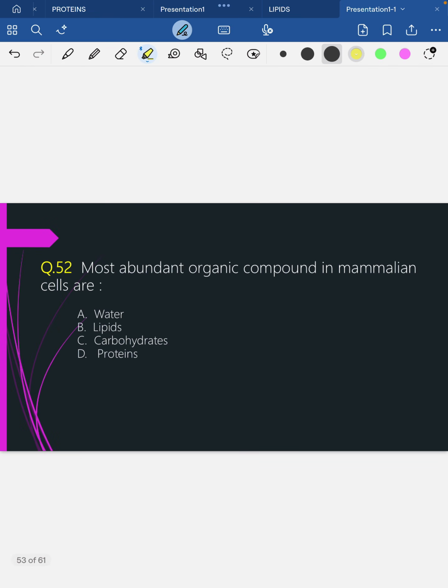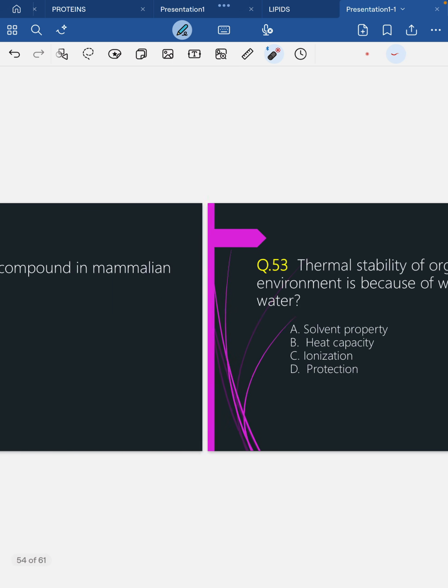52. Most abundant organic compound in mammalian cells is proteins, because he is talking about the organic compound. If we remove the word organic, then water will be the option. Most abundant compound in the mammalian cell, the answer will be water. Most abundant organic compound in the cell, the answer will be proteins.